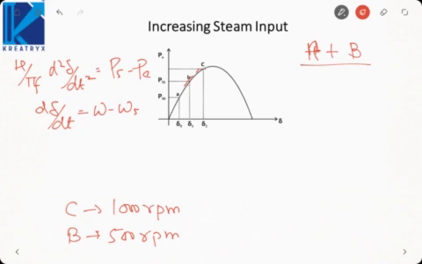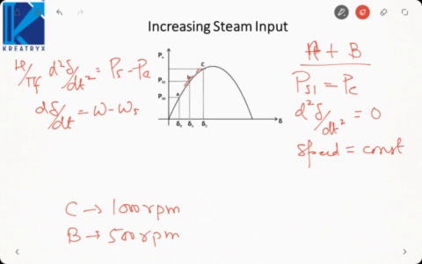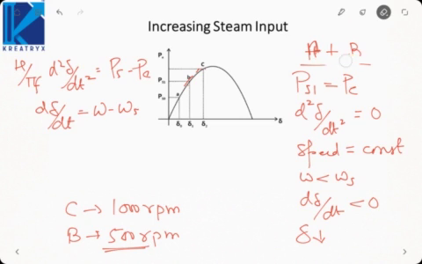Now when we consider the point B, PS1 is equal to P. So d square delta by dt square is 0, so speed is constant. But if we see the speed, it is 500 rpm, which is less than synchronous speed, due to which d delta by dt is less than 0 and delta will further reduce. That means even while coming back, I do not stop at B, I will go beyond B.